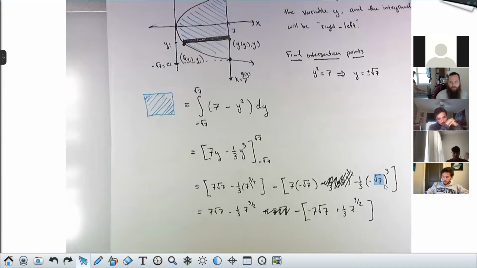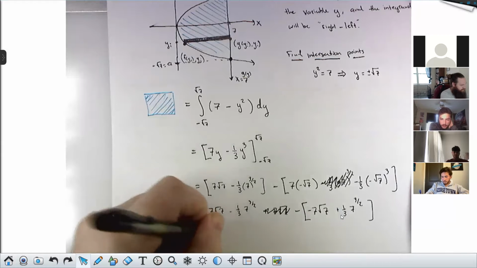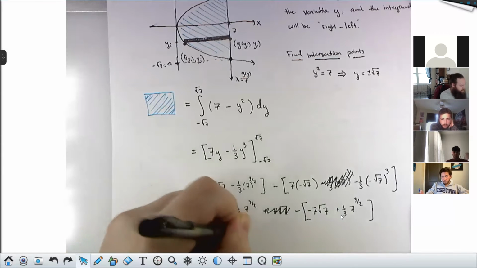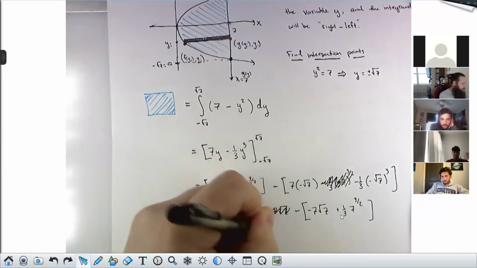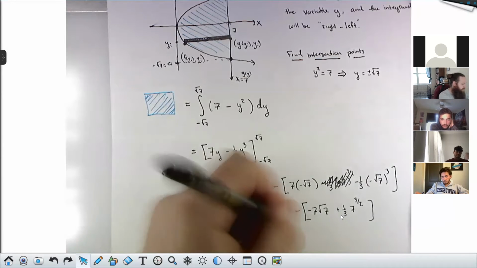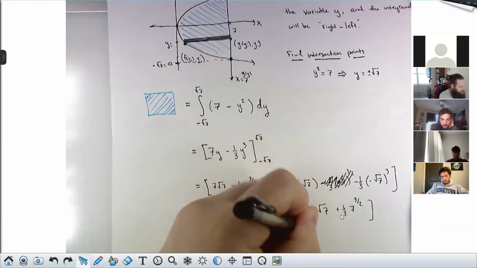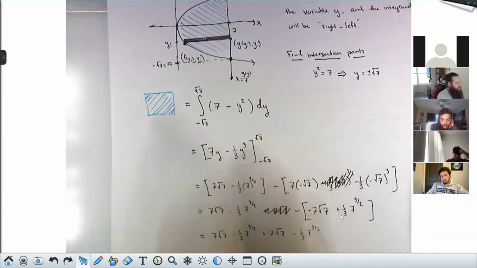So square root of 7 is 7 to the 1/2. Negative 7 to the 1/2 all to the 3 is still negative because the negative cube stays negative. And then 7 to the 1/2 cubed is 7 to the 3/2. Then that negative and this negative make that positive. And then finally, we'll have one more negative coming from out here, which will make this positive and this negative again. So you get 7 square roots of 7 minus 1/3 7 to the 3/2 plus 7 square roots of 7 minus 1/3 7 to the 3/2.